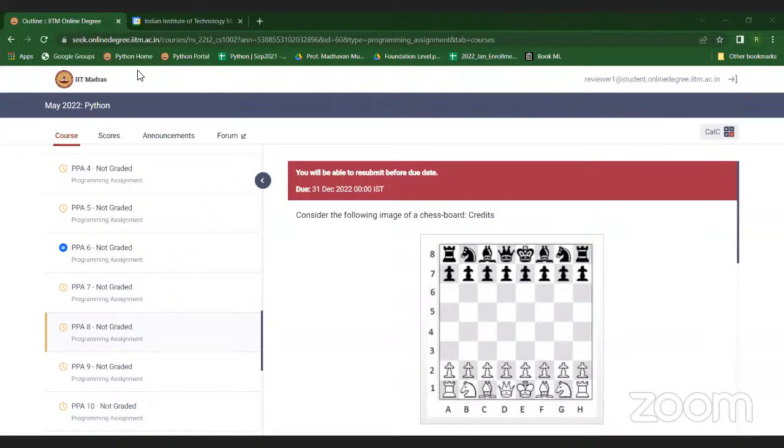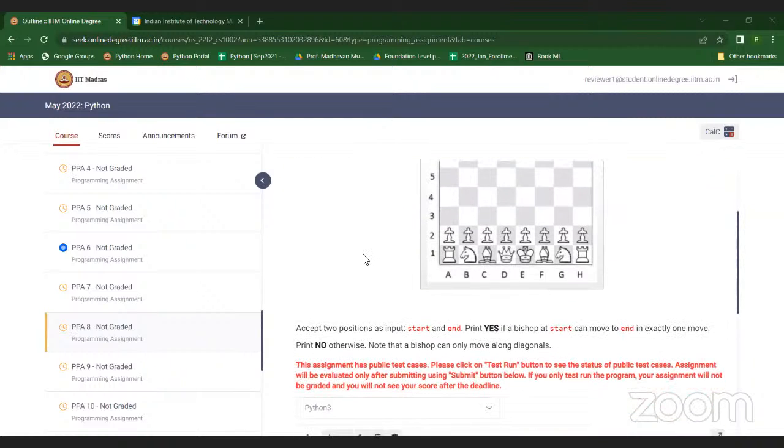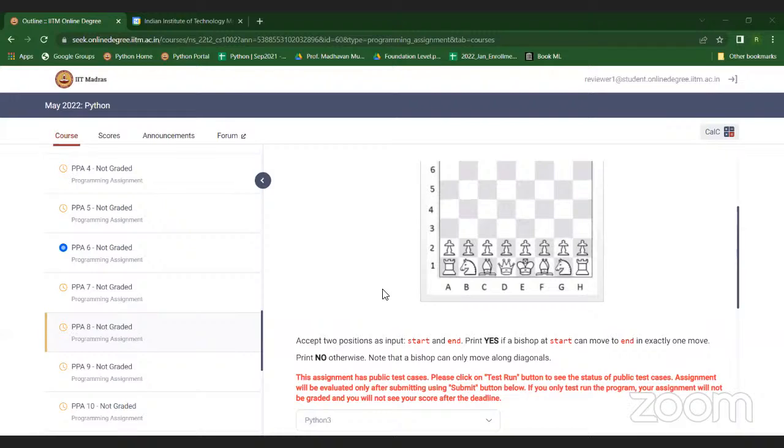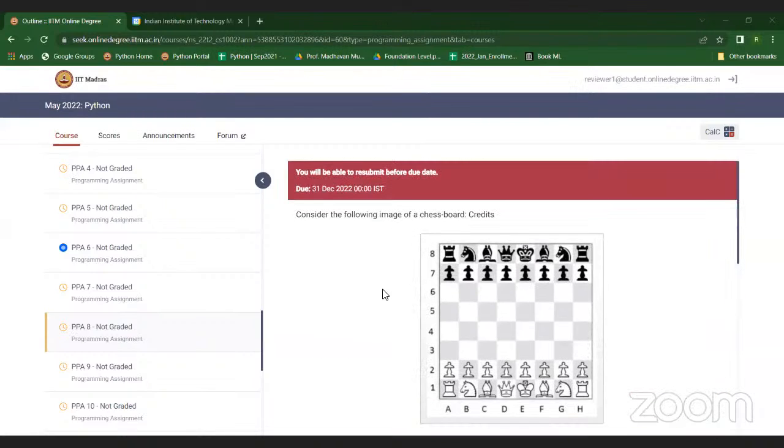Sir, in this, if let's say the start position is C1 and the end position is E3, and there is a pawn between C1 and E3, should the code also include that instruction? Assume that there are no other pieces. Okay, there are no other things. I also got stuck at the same point, thinking the same.